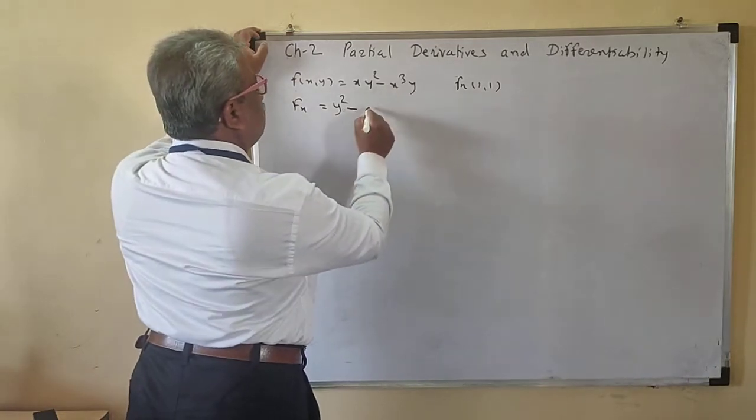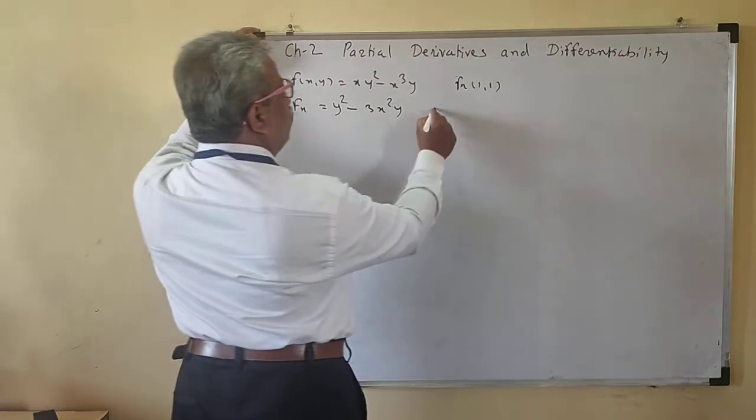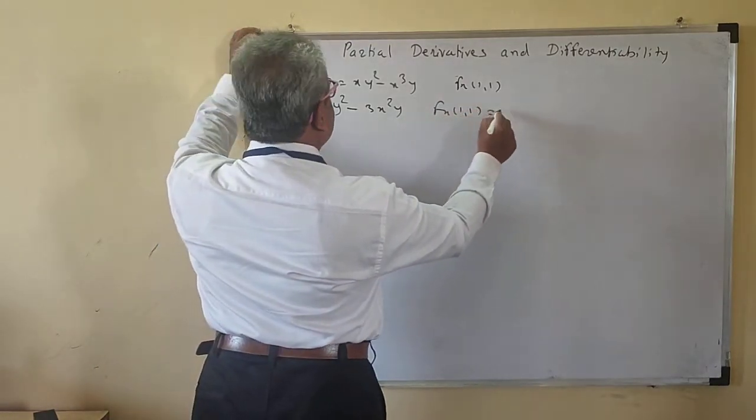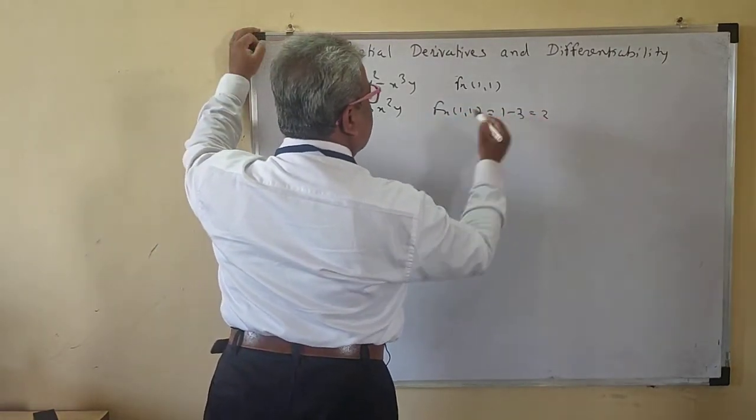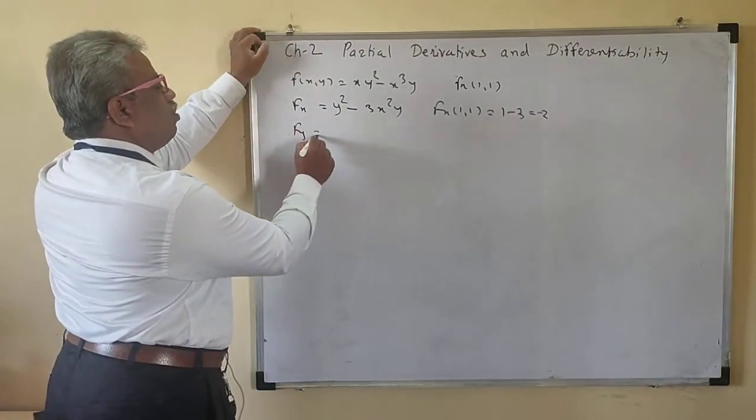Minus the derivative of this 3x squared. Y is a constant, so it will be as it is. So fx(1,1) is the same as what? 1 minus 3, that is minus 2. We will find fy also.